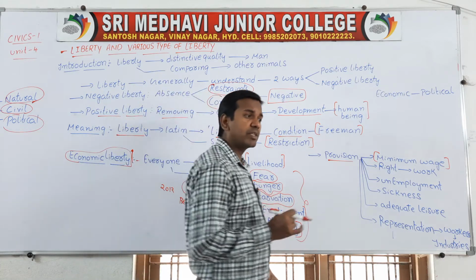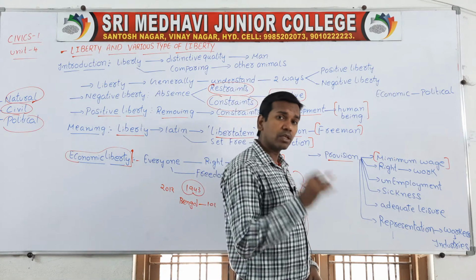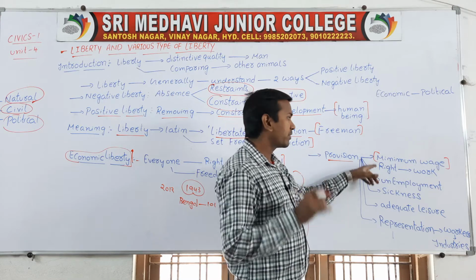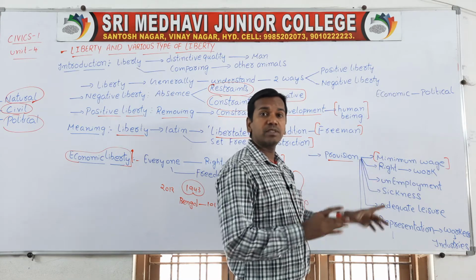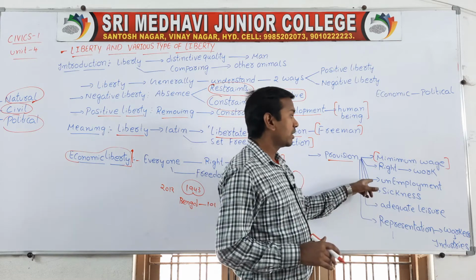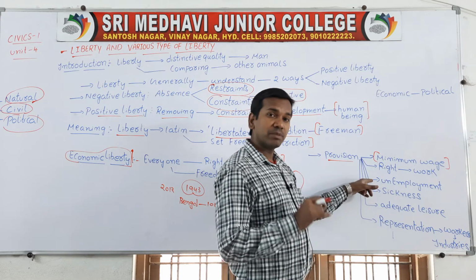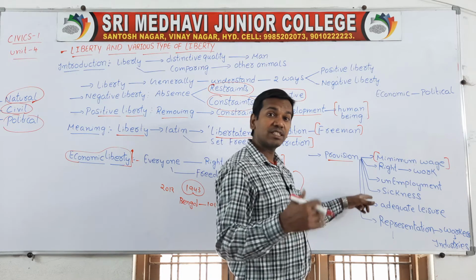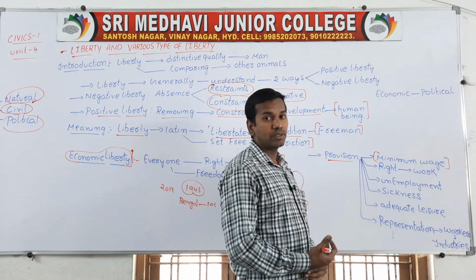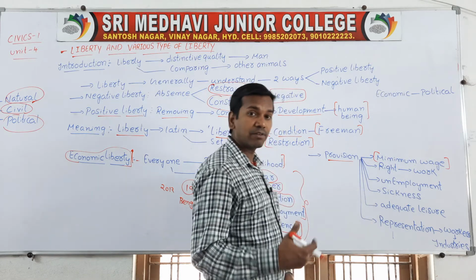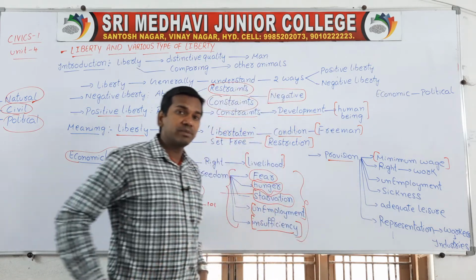So if you want to develop economic liberty, then what the government should do is, there should be provisions for fixing the minimum wages, and the right to work. Every person should be given the right to work. Okay, this is one point. And unemployment conditions must be removed. Whatever sickness coverage is needed should be given. Okay, health due to sickness. So there are provisions for sickness coverage. Sickness coverage must be given.